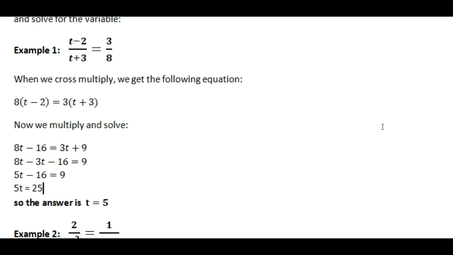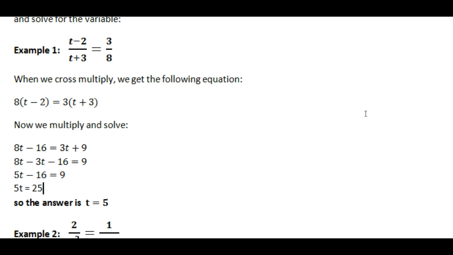So what we do here is, first of all, we multiply out the term on the left of the parentheses using the distributive property. So we're going to get 8t - 16 is equal to 3t + 9. And then the next equation, if we subtract 3t from both sides, we'll get 8t - 3t - 16 equals 9, and then 5t - 16 is equal to 9, and then 5t is equal to 25.